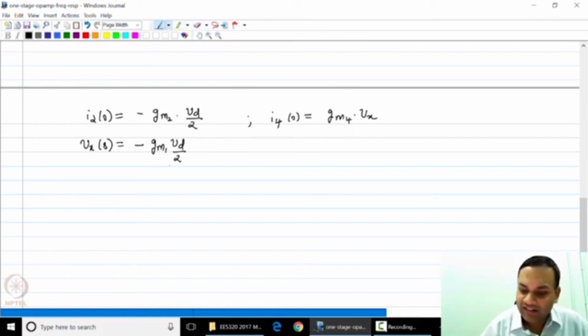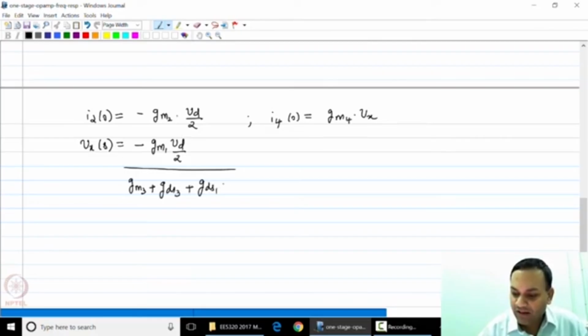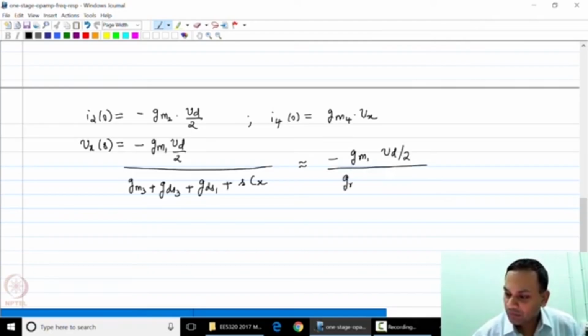Over the sum of all conductance at that node. Now the sum of all conductances at that node is of course GM3 plus GDS3 plus GDS1 plus SCX. And since we know that normally GMs are much larger than the corresponding GDSs, I will approximate this to minus GM1 Vd by 2 over GM3 plus SCX.